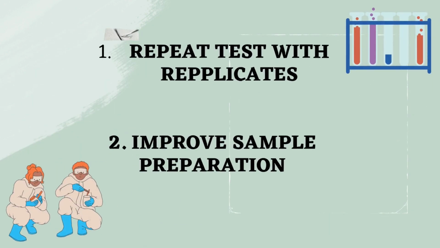The first suggestion is to repeat the test with triplicate. Run each test in triplicate to ensure the consistency and reliability of the results. This would help to reduce random errors and strengthen the accuracy of the observation. Improve sample preparation. Use more precise measuring tools such as micropipettes or a digital balance to prepare equal and accurate amounts of each sample. This will make the comparison between samples more valid and fair.